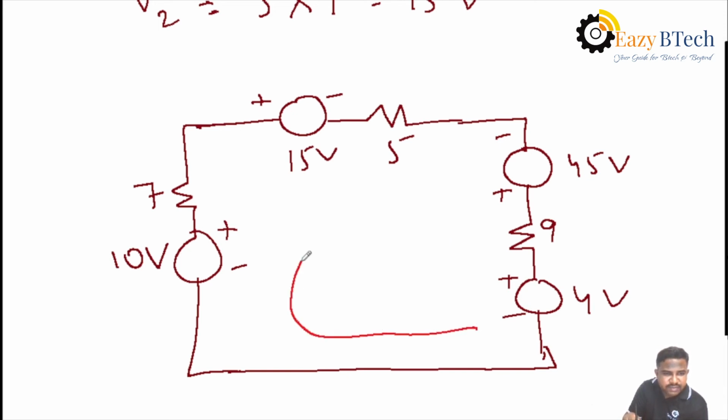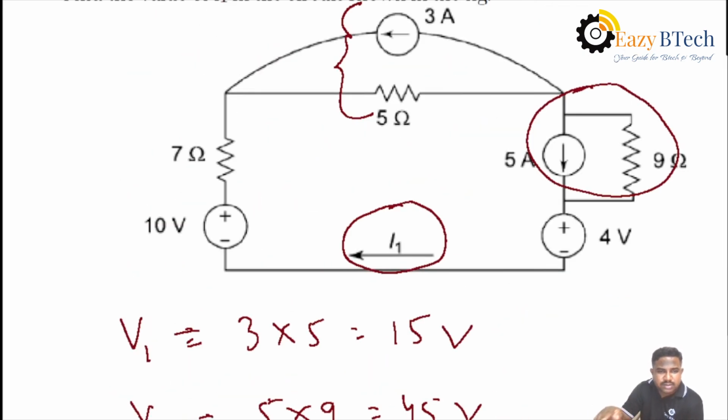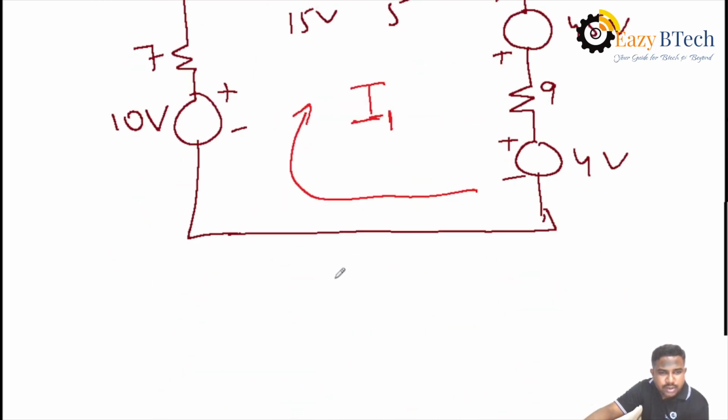The current direction is given like that, anti-clockwise direction. Then the current is taken as I1. To find out the value of I1, already in the problem the direction of current is given, that is clockwise. Then how to find out I1? Simply apply KVL to the circuit.